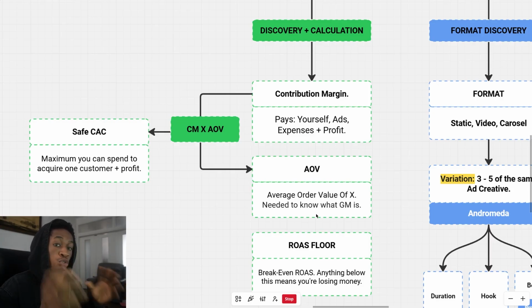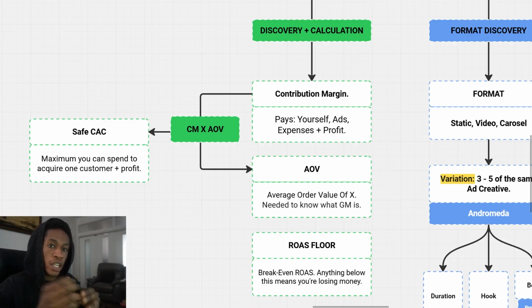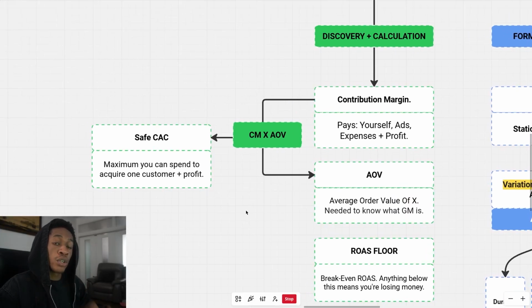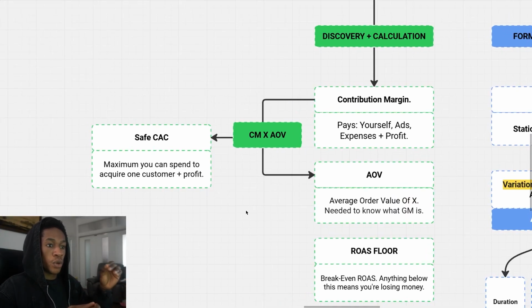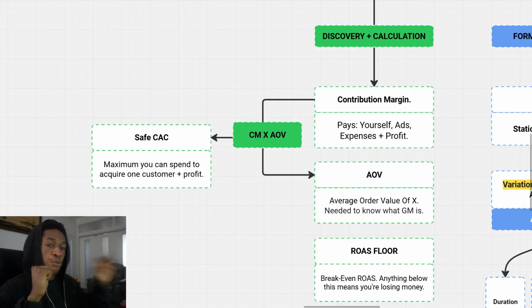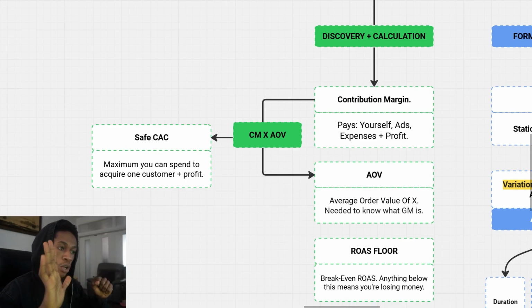Your GM is your gross margin, right? That's essentially just the money you take after a sale. It's just the product cost deducted from the sale, right? So for example, if you are selling a hoodie for $80 and someone buys it, well, the amount it's cost you to make the product, or your COGS, your cost of goods, you take that away from the product itself. So if you're selling a hoodie for $80, your cost of goods is $30, your gross margin is $50, right?